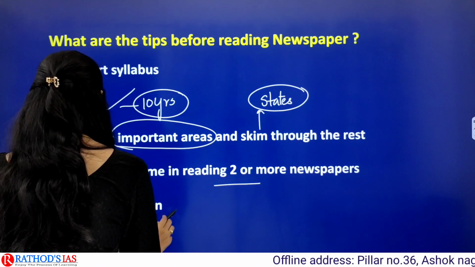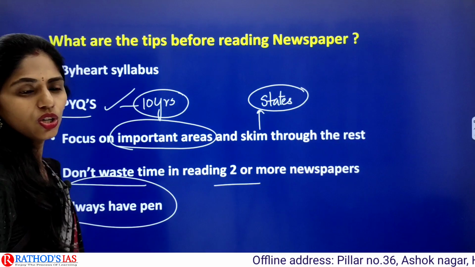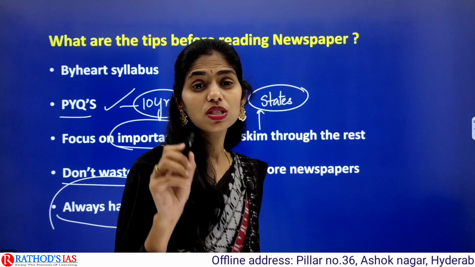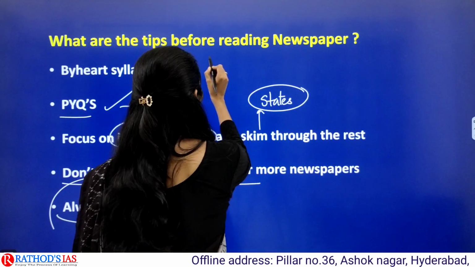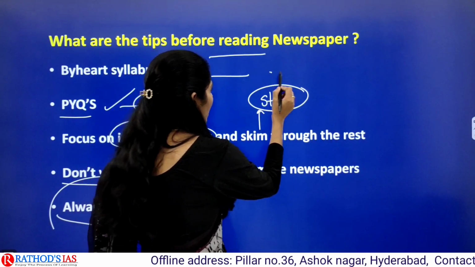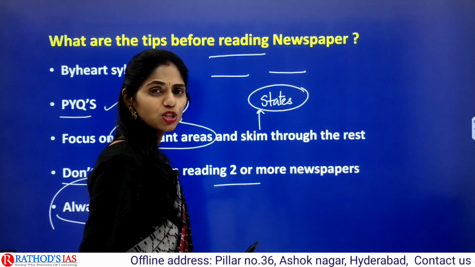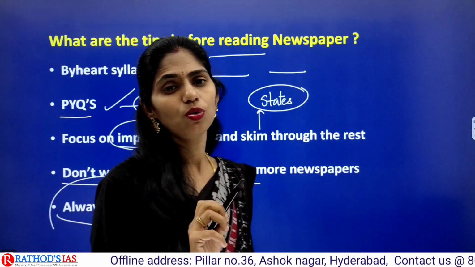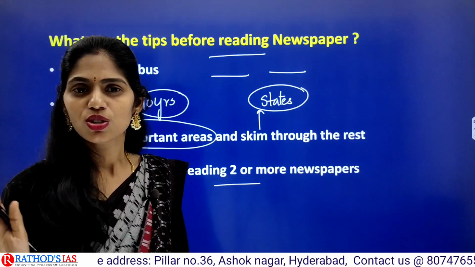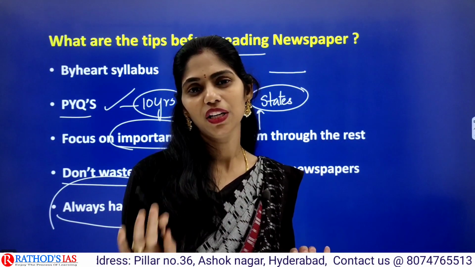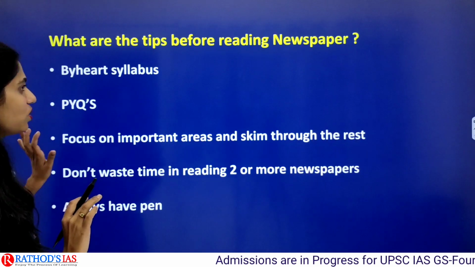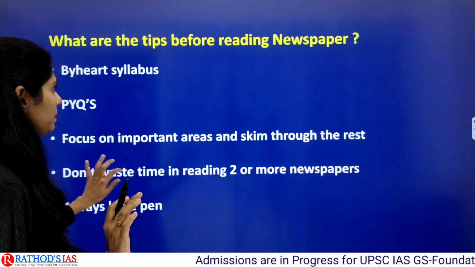And this one is: always have a pen. While you are going through the newspaper, don't read blindly. Take the pen and underline the articles which are relevant. If you see any facts, or any examples you can use, try to make a note. That can be done only if you have a pen in your hand. So don't read the newspaper without a pen in your hand. These are the very important tips that you have to follow before reading the newspaper.